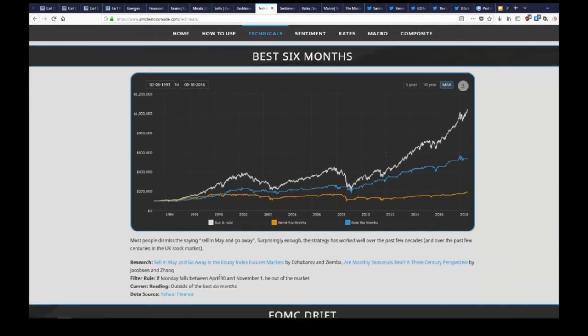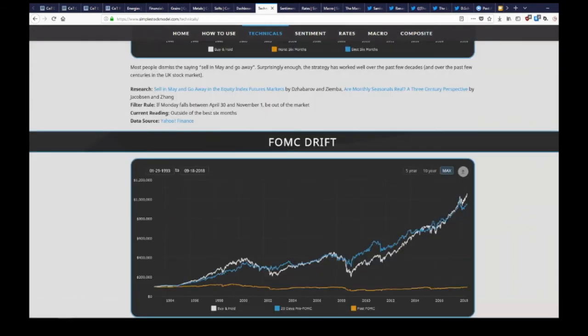Seasonality is actually historically quite weak until November 1st. The November 1 to April 30 period has been very robust over the past couple decades in the U.S. stock market. That's what the blue line shows. Blue line equals only being long November 1 to April 30. Orange line is only being long the other 6 months. So you can see there's a huge magnitude in performance.